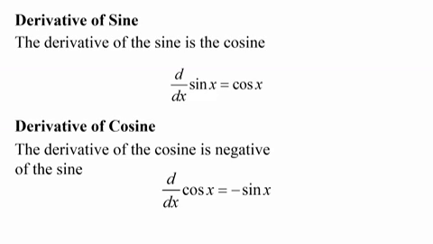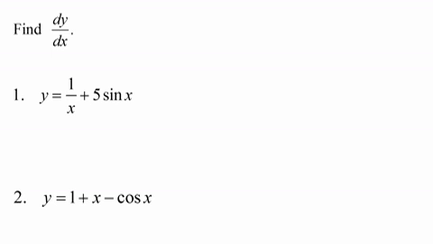Let's try some examples. Find dy/dx when, number 1, y is equal to 1 over x plus 5 sine x. Number 2, y equals 1 plus x minus cosine x.